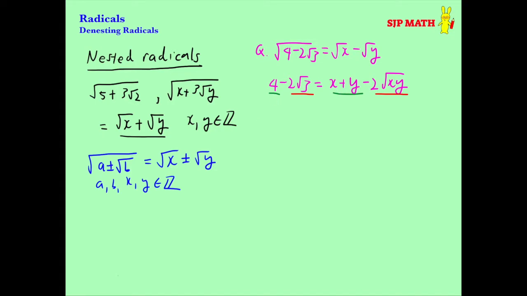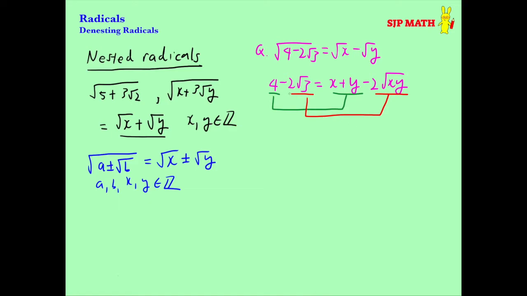So we can equate the integers separately to each other, and then we can equate the radical parts separately to each other. This is legal because we're dealing with integers. But if x and y were real numbers, if these weren't integers, then it would be a different case.